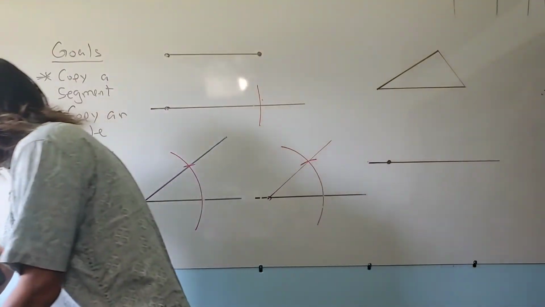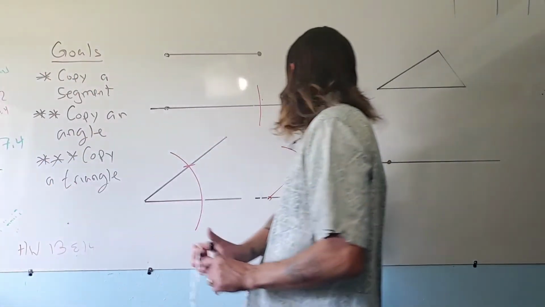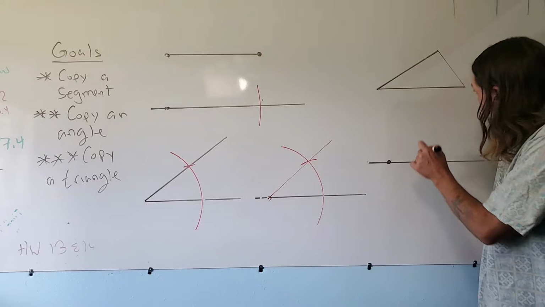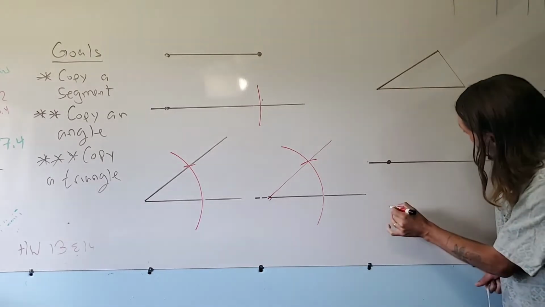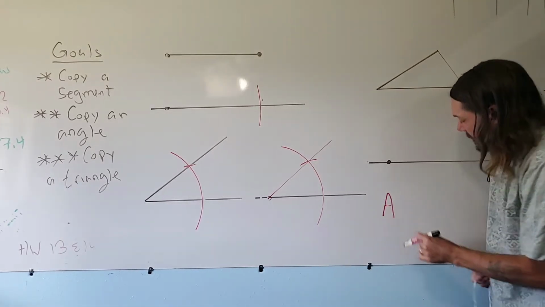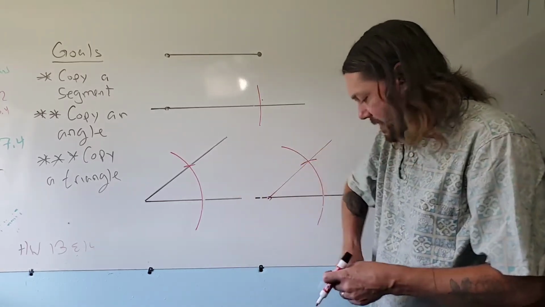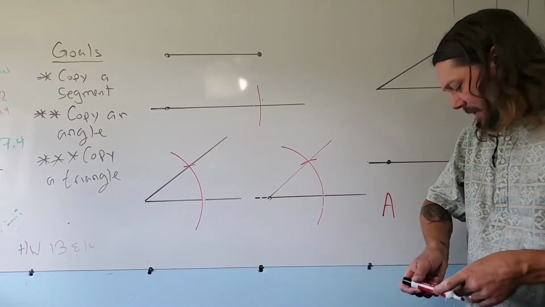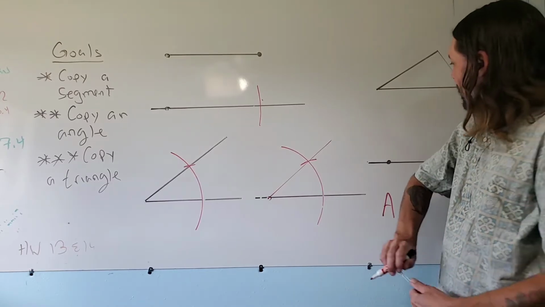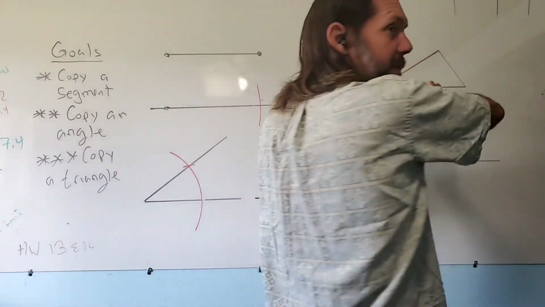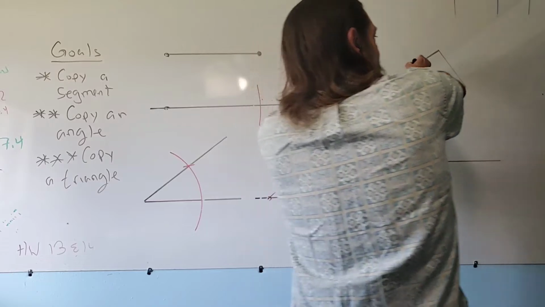So the very first thing I'm going to do is I'm going to copy an angle. Okay, so I'm just going to write down the letters here. So I'm going to copy this angle. So I'm going to write down an A. Okay. So just like when I copied this angle, the very first thing I did was I made an arc, right? So I got to put my back to you, but again, needle goes here. I just make a nice arc.